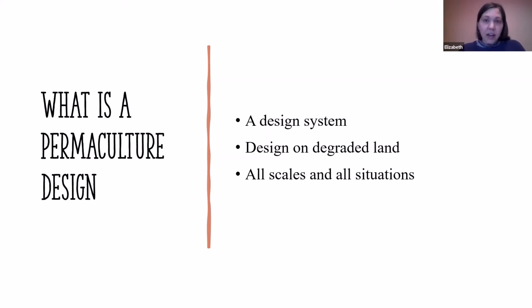system of design. And usually a permaculture design will take place on degraded land rather than land that's already fully functional and super healthy. The reason for that is because part of the purpose of a permaculture design is to improve the soil, improve the habitat for various creatures, and improve the interactions between humans and the land. And so the maximum benefit will happen on degraded land. And finally, permaculture is applicable to all scales and all situations.